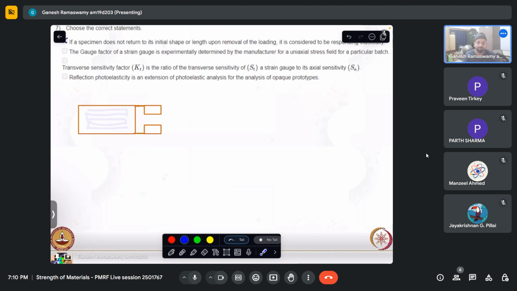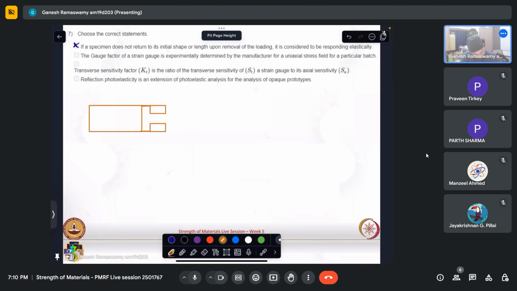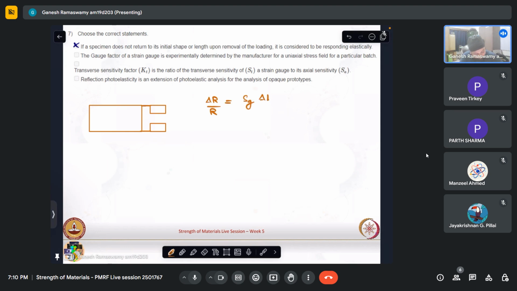Now the gauge factor, essentially our change in resistance, if we see, is change in length by length. So this is what we define as the gauge factor.